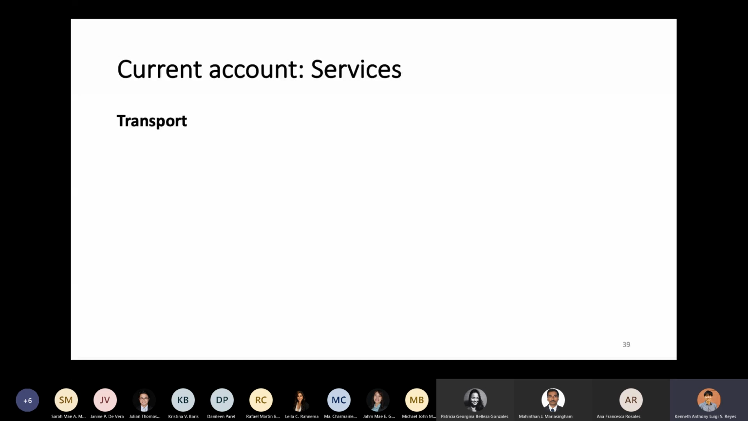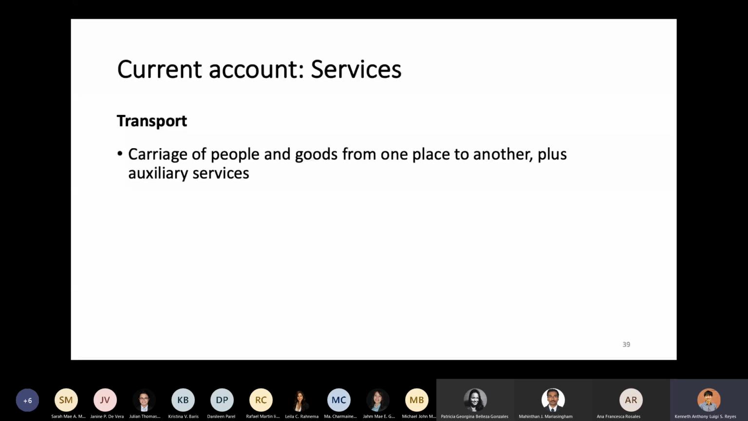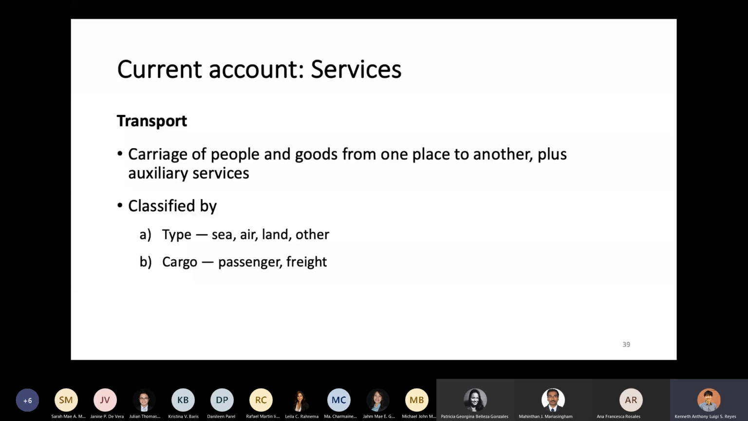Okay, for transport services, these pertain to carriage of goods and people from one place to another, plus any auxiliary services. It can be classified by type or cargo. Type can be by sea, by air, by land. Others include rail, and so forth. Cargo refers to what they are carrying. It can be people, so that would be passengers, or it can be goods, that'll be freight.